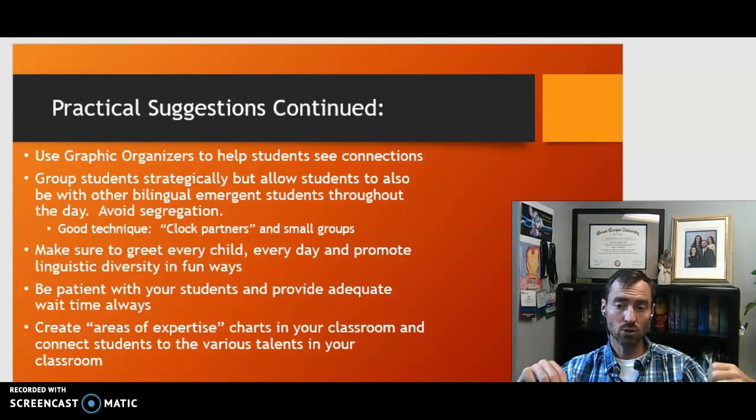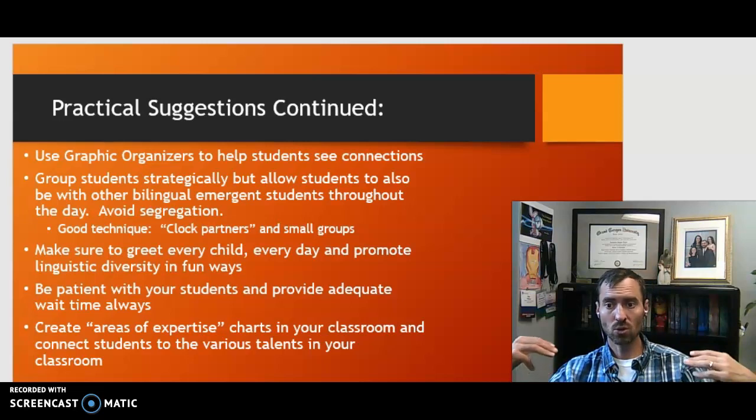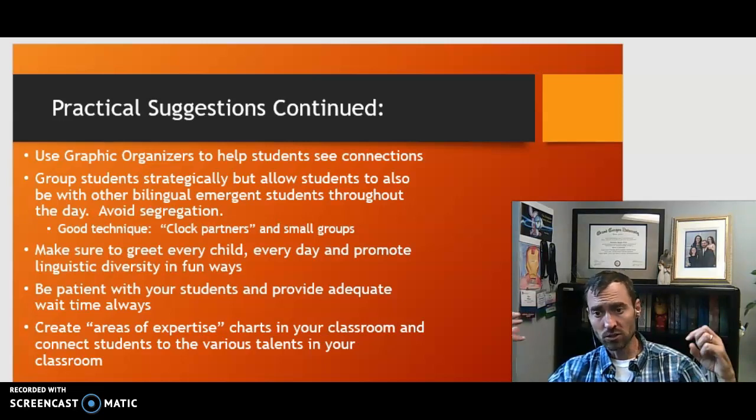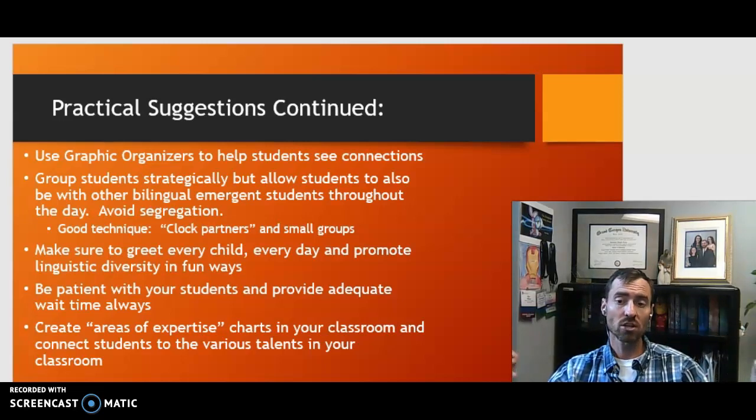And what you really want to do for your kids who are bilingual emergent students is find their area of expertise early. So let's say a kid who is learning English, who came from Serbia, is really good at art. So that person is an expert in art. So you put their name on the expertise chart for art.